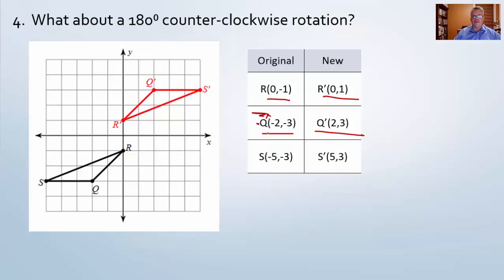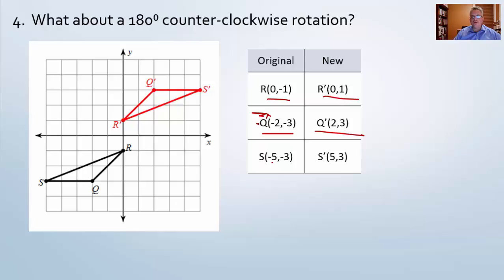So, wow, what a mess. So just Q is -2, -3, and Q prime is 2, 3. And then S is -5, -3, that's over here. And the new S is 5, 3. Now, if I look carefully at what's going on in the coordinates, they're just changing signs.